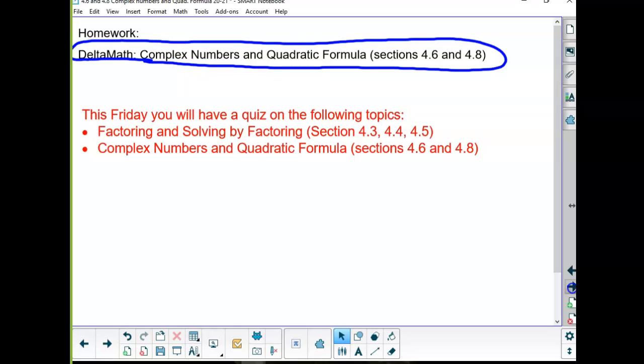Now, this last little piece, I'll let you know, the quadratic formula works for anything. So even if it can be factored, you can still use the quadratic formula to get your answer. But it is important that we know how to both factor, and if factoring doesn't work, then you can use quadratic formula. So that's all I got.